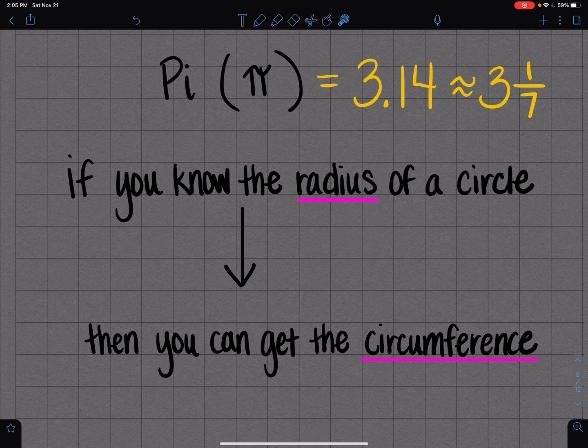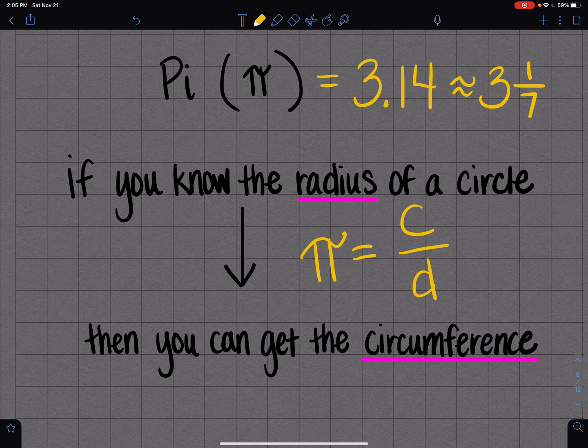This number has a special name because it's a special number. It's always the ratio of the circumference over the diameter of a circle. Every single time, any circle, no matter how big, no matter how small, as long as it's a circle, pi is this ratio. This is so cool. Because it's such a special number, it has a special name.